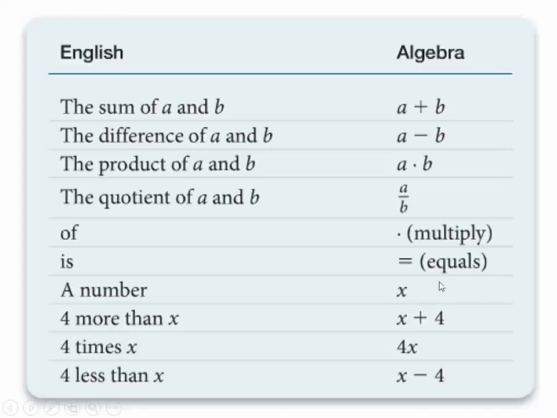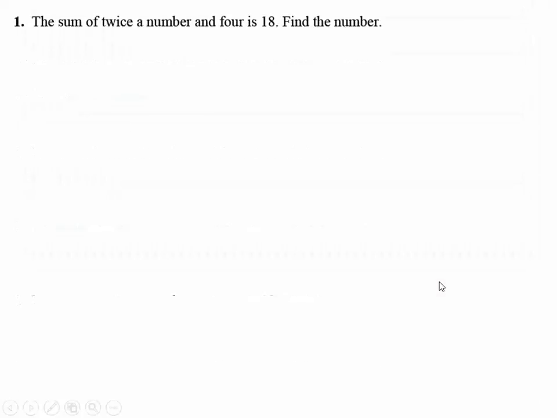Okay, so let's start off. Start off easy here, work our way up. So the sum of twice a number and 4 is 18. Find the number.